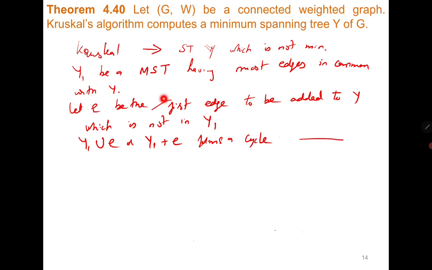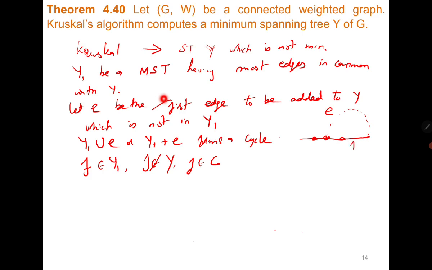Something like this. So there was a graph and you add an edge e. So y1 is a tree, and when you add an edge, it forms a cycle. Now let f be another edge that belongs to y1, but f does not belong to y. So somewhere here, and it belongs to the same cycle C.